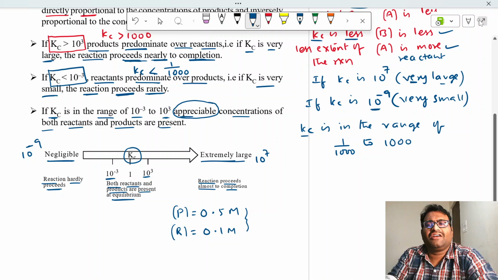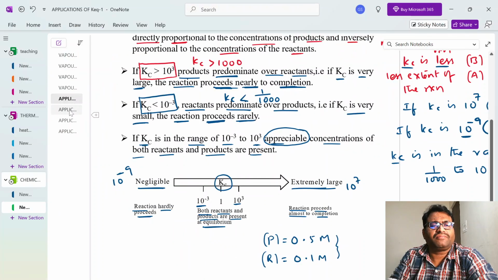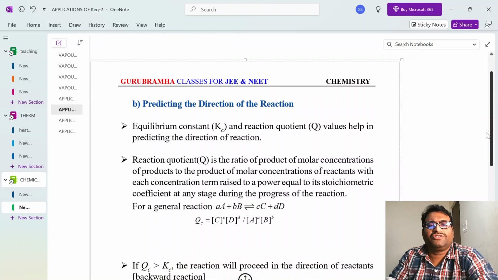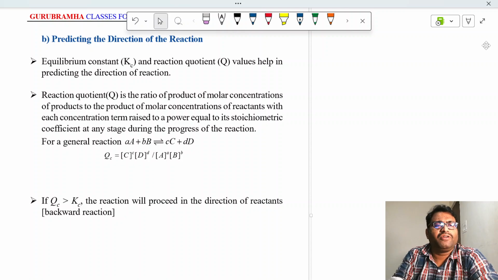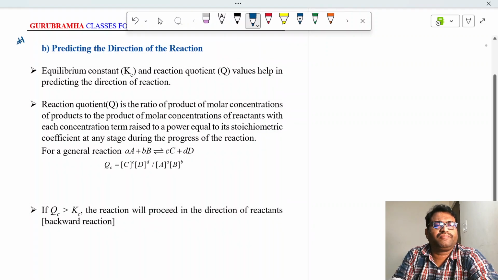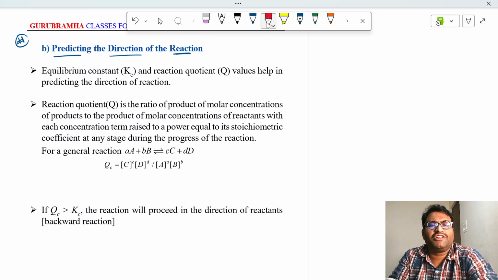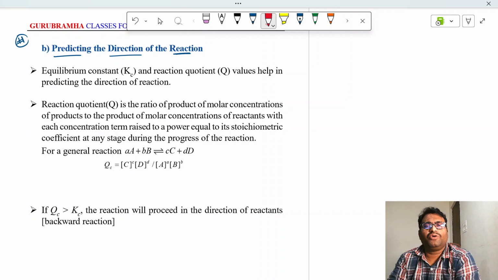Let us see the next application. This is very important. This is asked in different competitive examinations. What is that? Predicting the direction of the reaction. So how can we know the direction of the reaction? To understand this, let us see this.